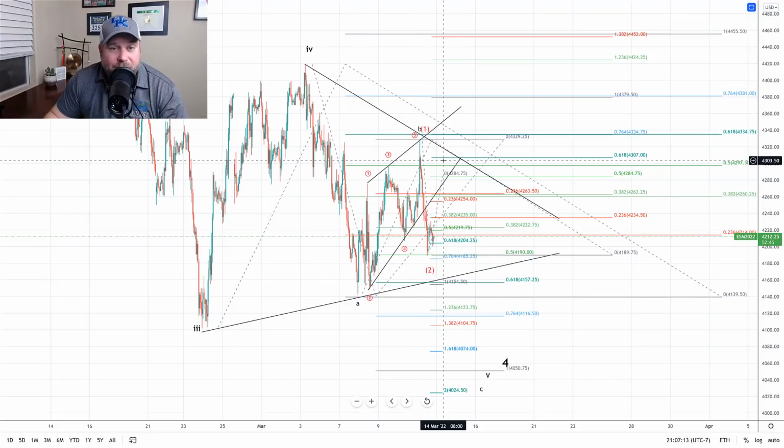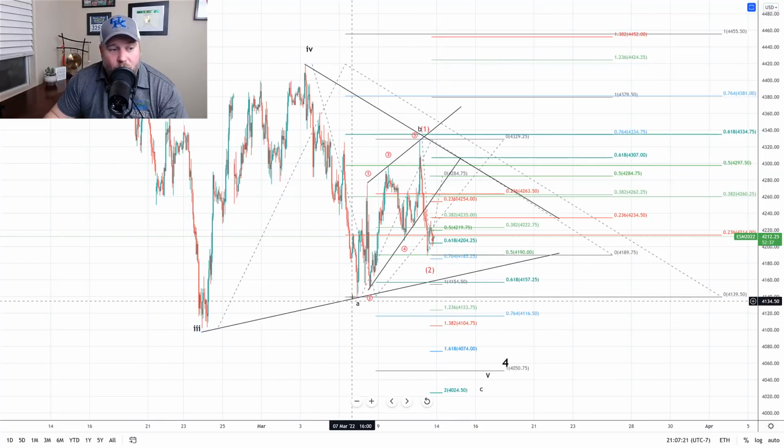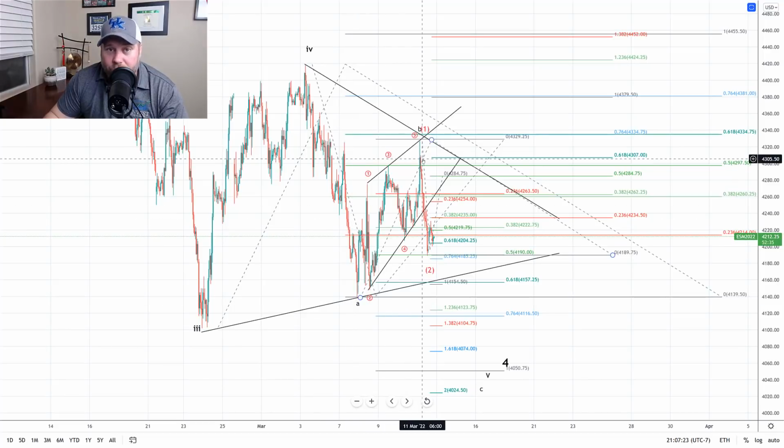Now remember, we're still just building out bigger wave 1. Bigger wave 1 needs 5 waves. So this up here would be 1 of 1, 2 of 1, and then this is 1 of 3 because we're building wave 3. So wave 1 of 3 of bigger wave 1.